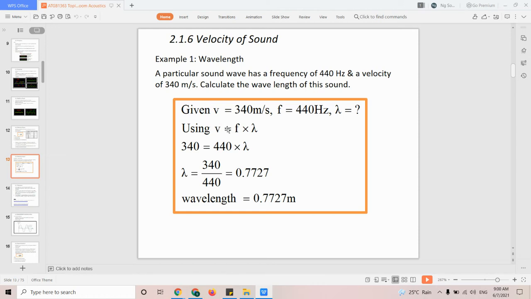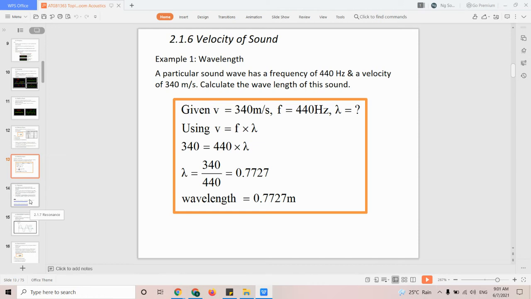So we have V equals F multiplied by lambda. You have your information given. By just dividing the velocity over the frequency, you'll get that this sound wave is repeating itself at 0.77 meters, meaning there are 2 points at which you will hear a repeating sound.